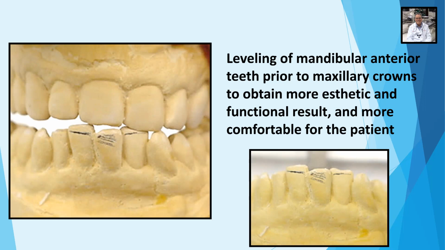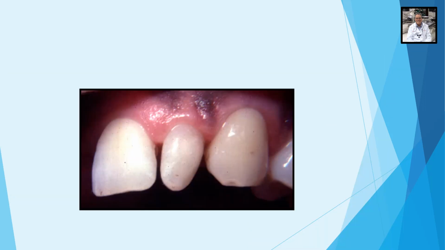Sometimes you're working in the anterior and you might be ready to do some crowns or something in the front or some bonding, and you have a lot of irregularities. Well, this is localized selective grinding too. You need to be able to level out sometimes so you can have a good anterior guidance.